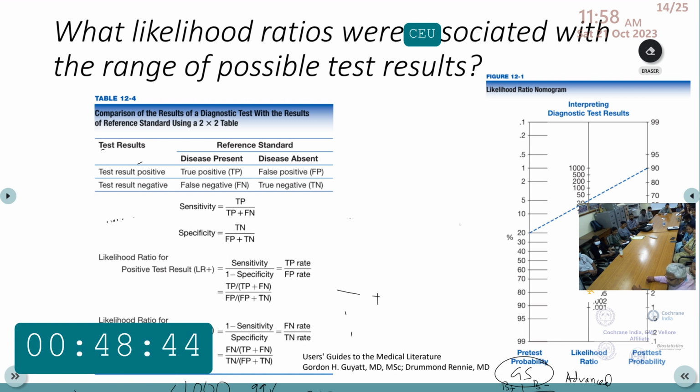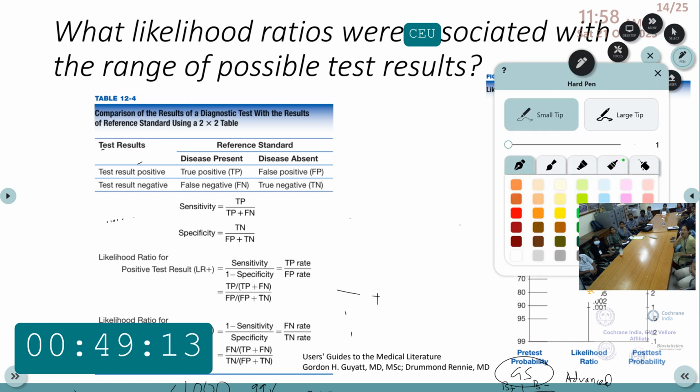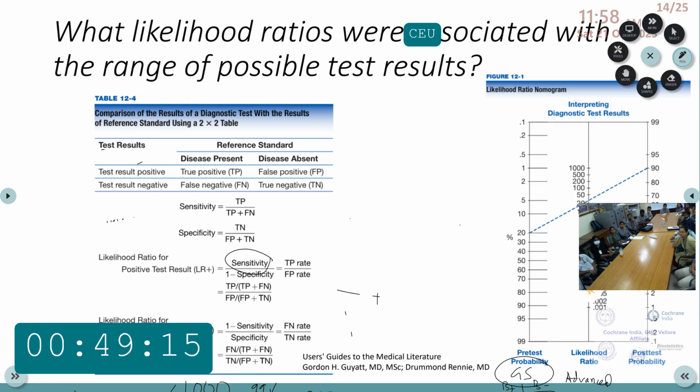So, in simple English, a likelihood ratio is: in people with disease, how likely is a test positive, divided by in people without disease, how likely is a test positive. People with disease always on top, people without disease in the bottom. The formula is always easy to remember. Just see this likelihood ratio formula: sensitivity is always on top, specificity is always below.